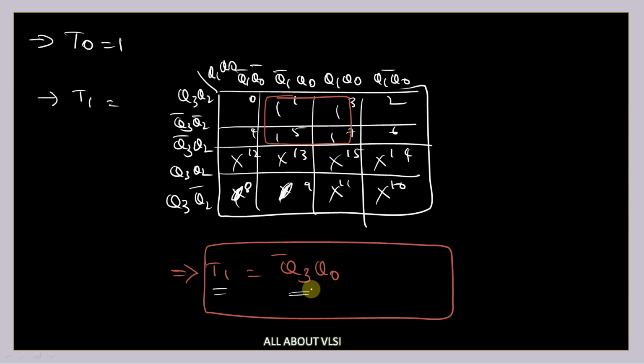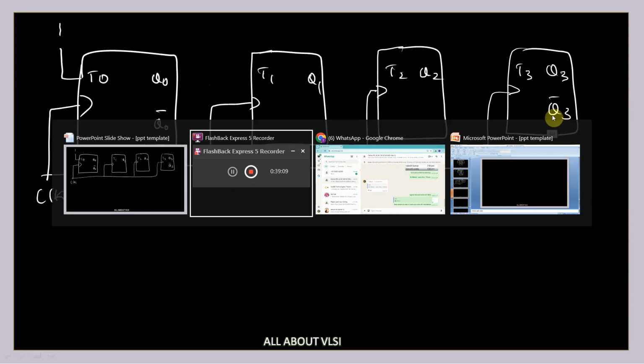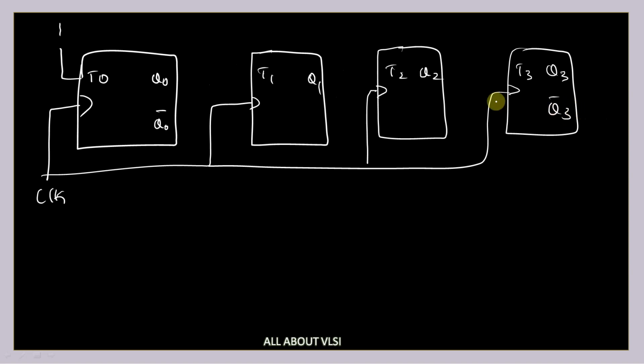Now I'm going to connect this Q3 bar and Q0. Q3 bar and Q0 are connected. So I'll write down Q3 bar here. I've connected them to an AND gate and given the connection to T1. This is my Q3 bar.